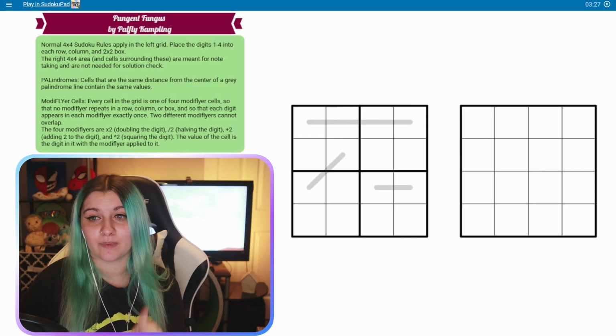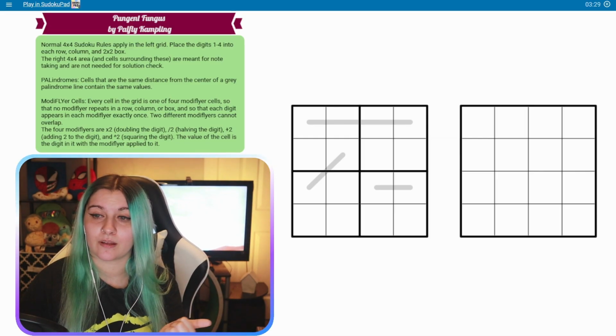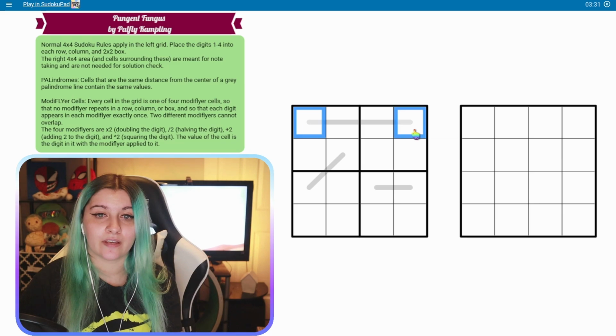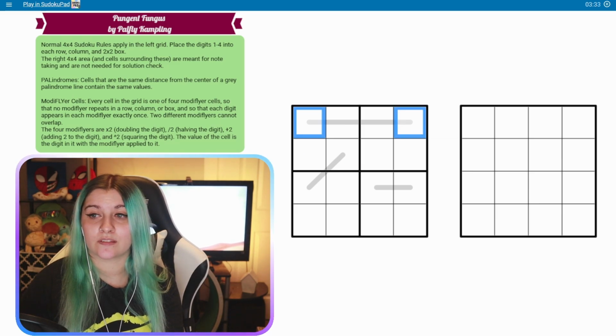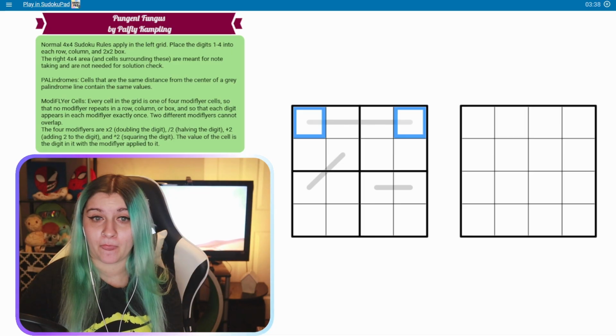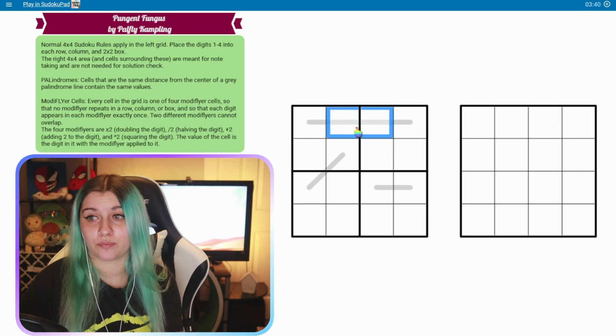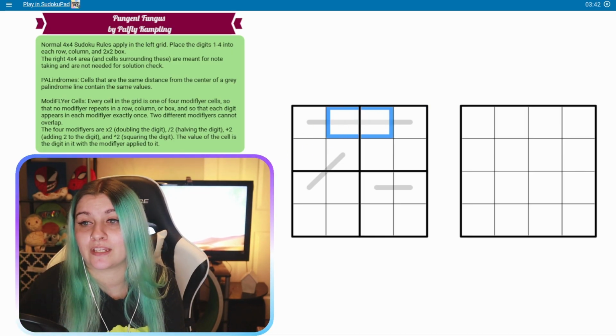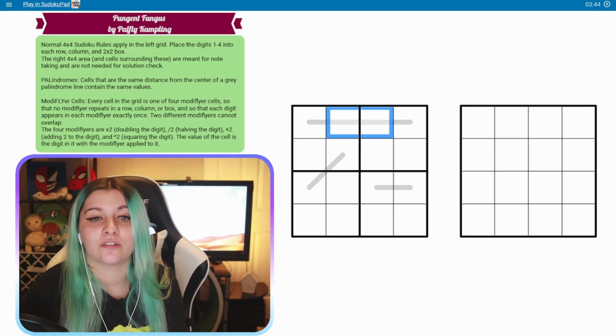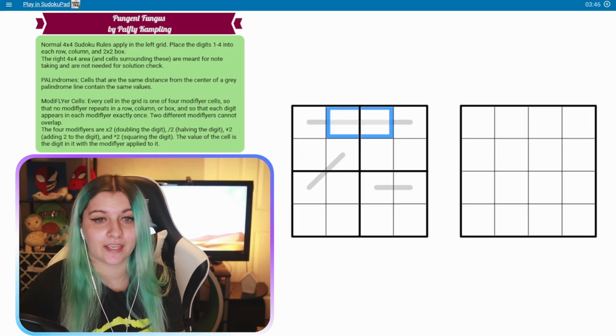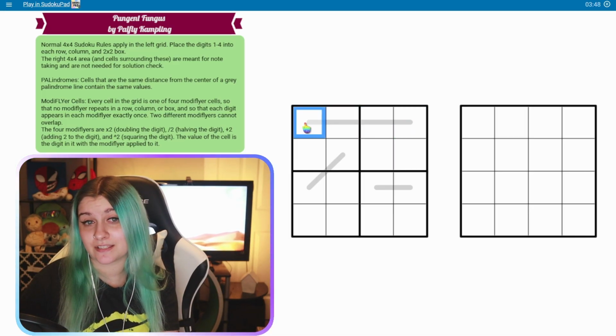There's only one way to make the digits smaller. That's a good way of thinking about it also. Okay, so now I have the option of doing 1 squared and 2 divided by 2. How would I get 3 and 4 to work? 3 and 4 would have to be plus 2 and times 2. 4 plus 2 and 3 times 2. Okay, how do I want to place them though?